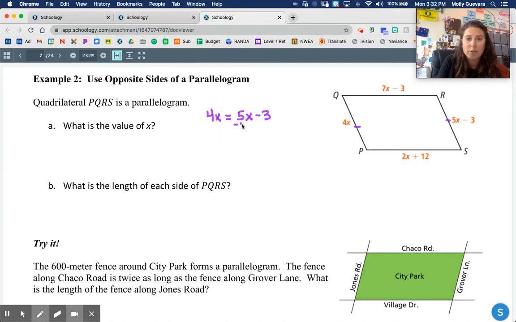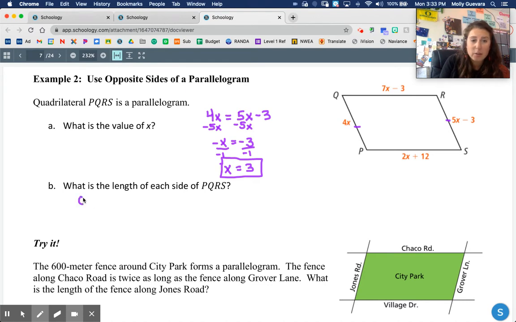I'm going to subtract 5x. This gets me negative x equals negative 3. But I just want x, so I have to divide by negative 1. So I get x is equal to 3. And that's what it was asking me to find, right? What is the value of x? x is 3. Then it says, what is the length of each side? So we have to find the length of each side.